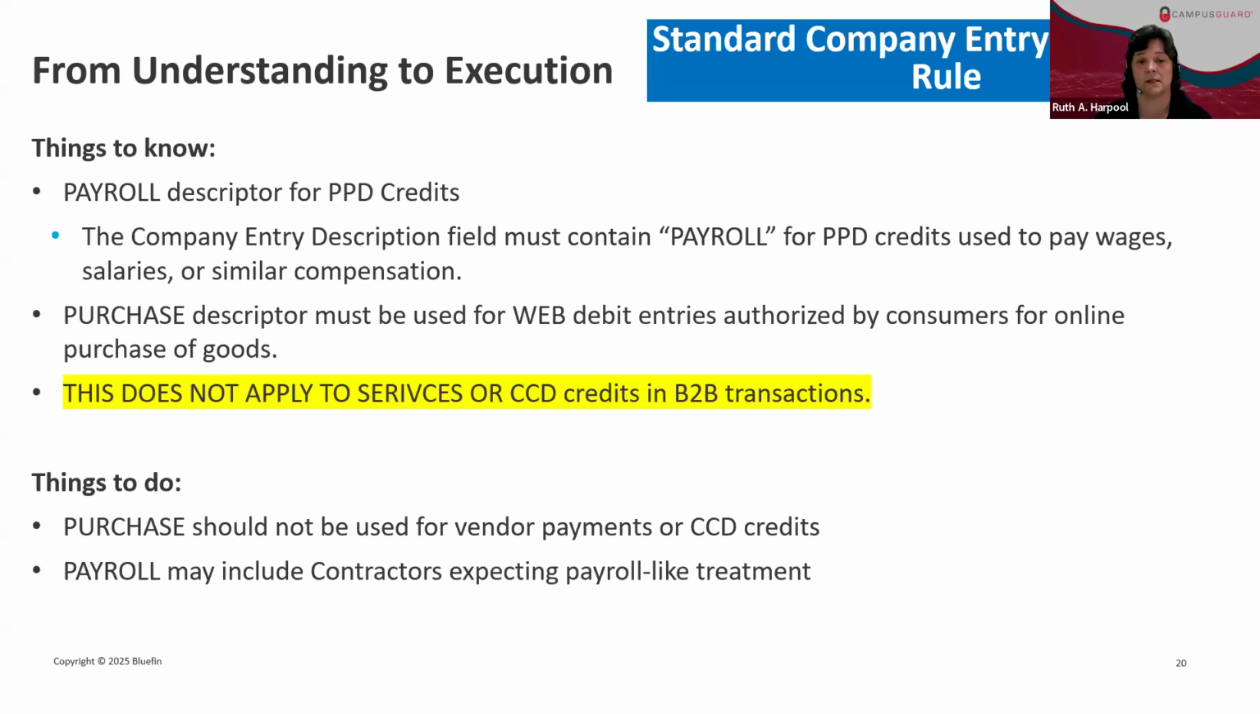or to CCD credits. CCD credits are corporate to corporate payments. These are business to business payments. So if you're making payments out of, let's say, accounts payable, this does not apply to that at all. Those are accounts payable payments. That's different. The purchase description is for web-based initiated debit entries authorized for consumers for online purchases of goods. Okay.